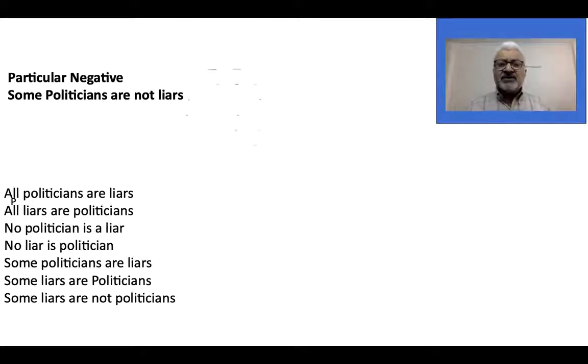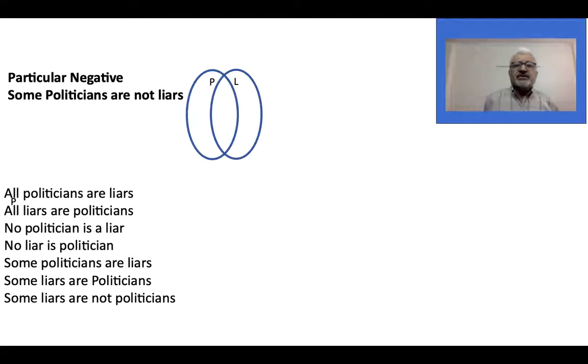not liars? Conventionally, I think most of you will suggest that this should be the right diagram for some politicians are not liars. The part that is away from the intersection is the part that we are talking about. But truly speaking, this should not be used for depicting some politicians are not liars. I agree that this is also one of the conditions of some politicians are not liars. It meets that condition. But if you want to make a true diagram of what the statement is saying, then it should be something like this.